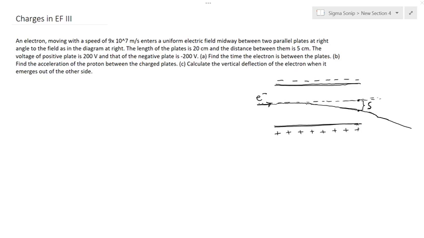Now what else is given? The distance between plates is 0.5 centimeter, right? And this plate is at plus 200 volt, and the negative plate is at a lower voltage, normally. This is plus 200 volt here, and the plate length is 20 centimeters.